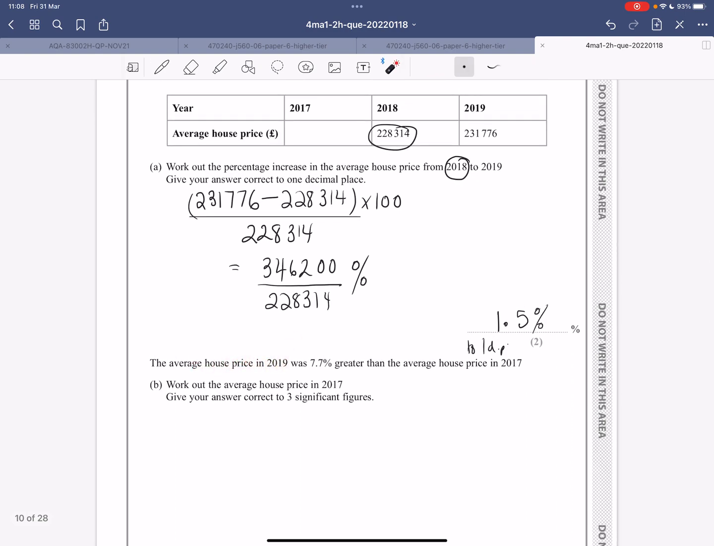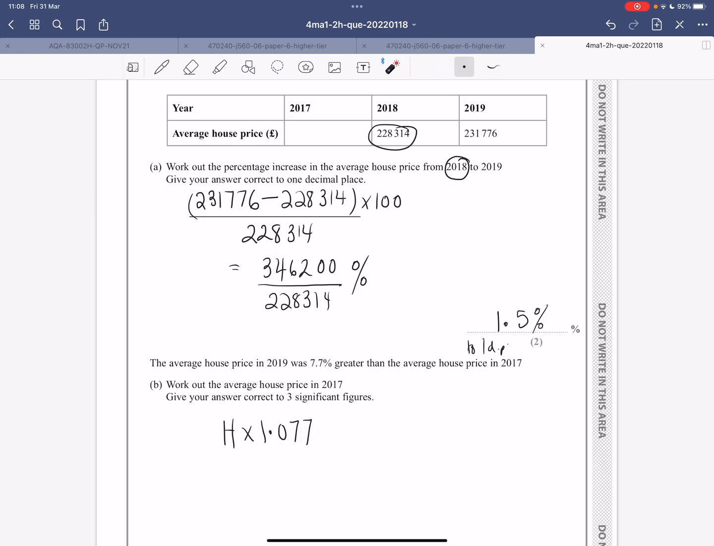Right, the average house price in 2019 was 7.7% greater than the average house price in 2017. Work out the average house price in 2017. So the 2017 house price, let's call that H for house price, times 1.077, because if you multiply by 1.077, that increases H, the house price in 2017, by 7.7%.